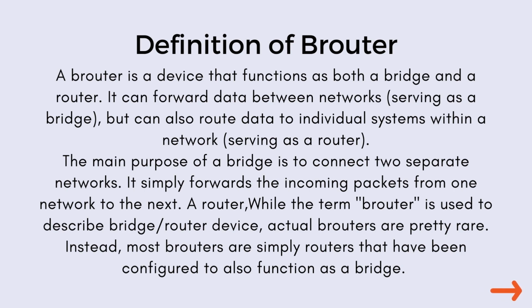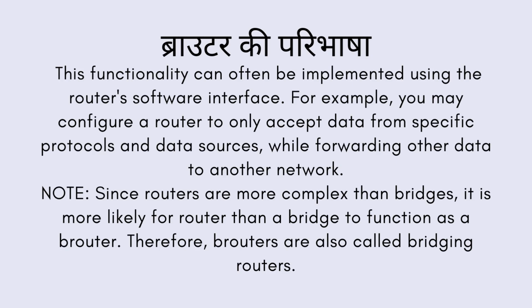The main purpose of a bridge is to connect two separate networks. It simply forwards the incoming packets from one network to the next. While the term brouter is used to describe a bridge plus router device, actual brouters are pretty rare. Instead, most brouters are simply routers that have been configured to also function as a bridge. This functionality can often be implemented using the router's software interface.